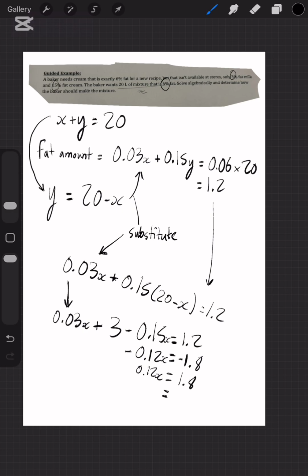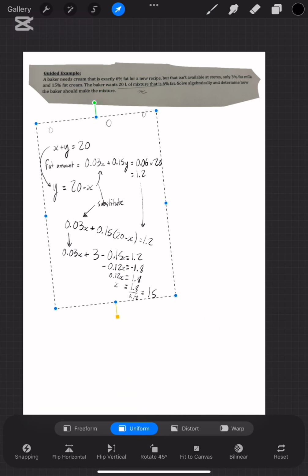There we go. So 1.8 over 0.12, which is equal to 15.